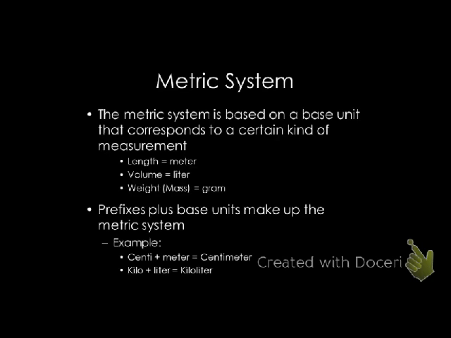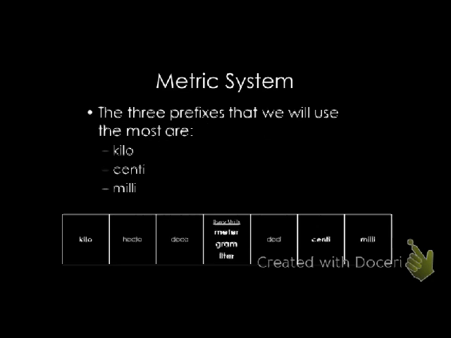So as an example, there are a couple at the bottom of the screen. We have centi as a prefix plus meter would be centimeter. So a centimeter is a measure of length because it has that base unit of meter. And a kilo as a prefix plus liter would make kiloliter, and that would be a measurement of volume.